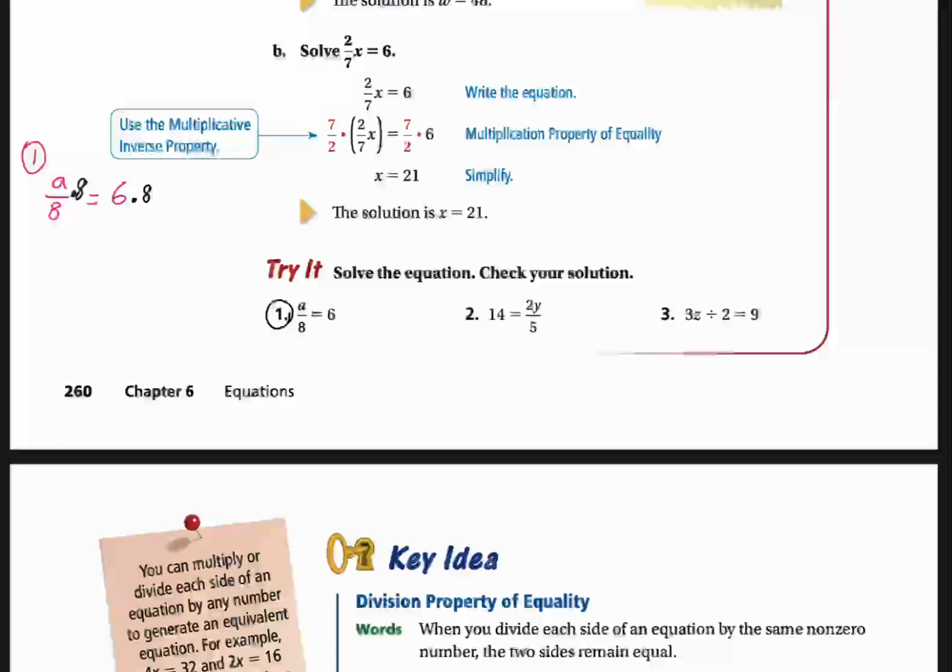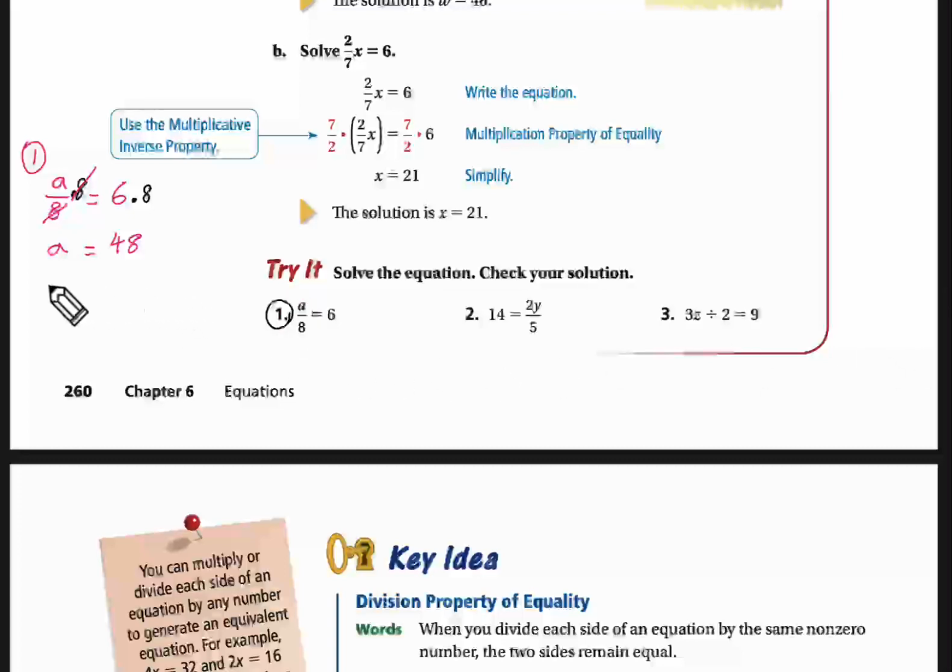First, 6 multiplied by 8 equals 48. So this is the right side. And what about the left side? The 8 multiplied and divided by 8 undo each other. So we have A left. Thank you, my hero. So A equals 48. And of course, you can check your answer. If you substitute 48 for A, you will find that 48 divided by 8 equals 6.